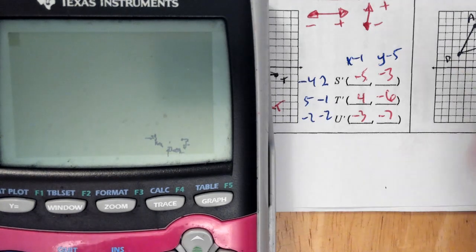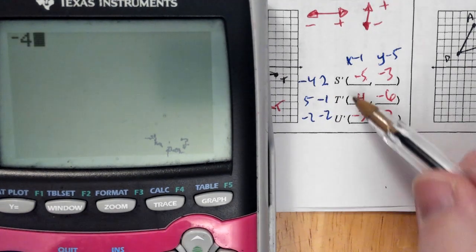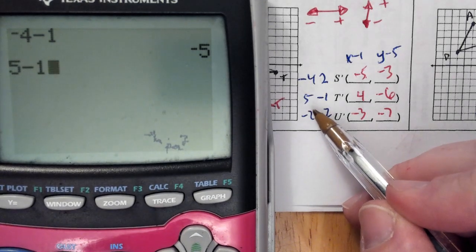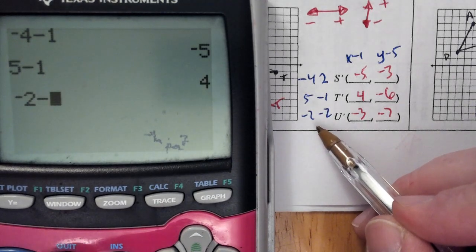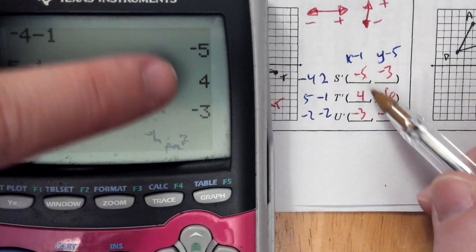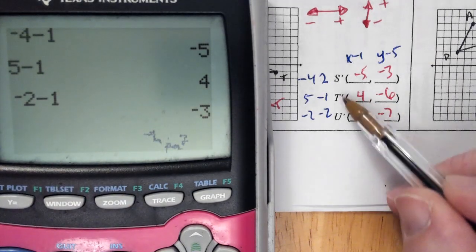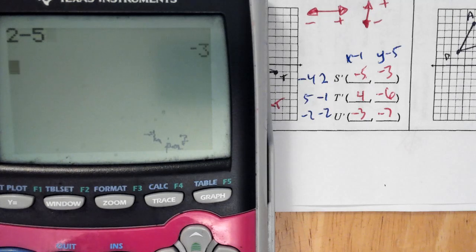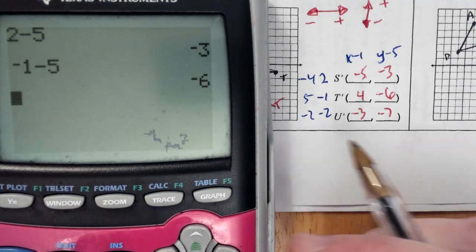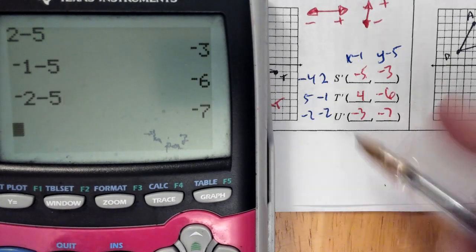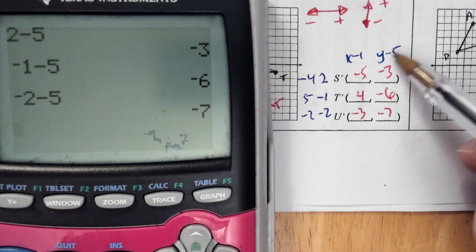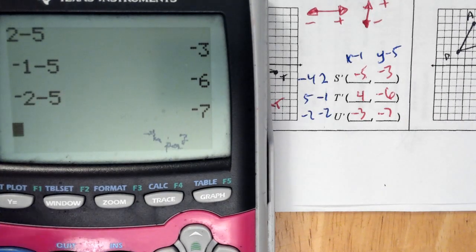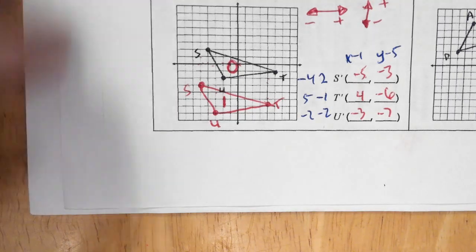Okay, so taking my calculator, I'm going to do all my x's first. So -4, I'm supposed to subtract 1. 5 minus 1. And -2 minus 1. My answers were supposed to be -5, 4, and -3. Yep, that checks out. Now let's check all of our y's. So 2 minus 5, -1 minus 5, and -2 minus 5. I subtracted 5 from all of my y's, and I'm supposed to get -3, -6, -7. Perfect. I checked all my answers. I know this is correct.